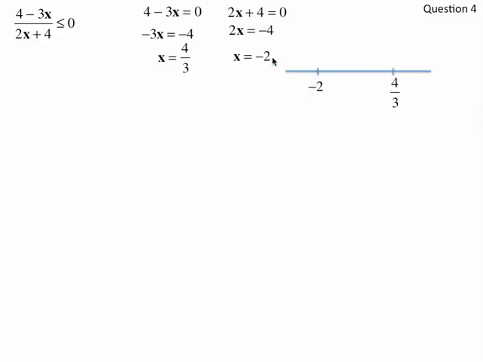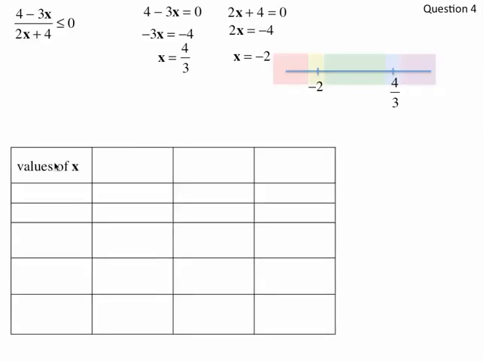Now I'm looking at the region just to the left of negative 2, so everything less than negative 2, from negative 2, not including negative 2, all the way down to negative infinity. Then we're looking at the point equal to negative 2, the region between negative 2 and 4/3, then 4/3, and then the region greater than 4/3. Alright, so we're going to plot that in a chart: the values of x, the numerator 4 minus 3x, the denominator 2x plus 4, and the whole thing together, the rational expression, 4 minus 3x divided by 2x plus 4.